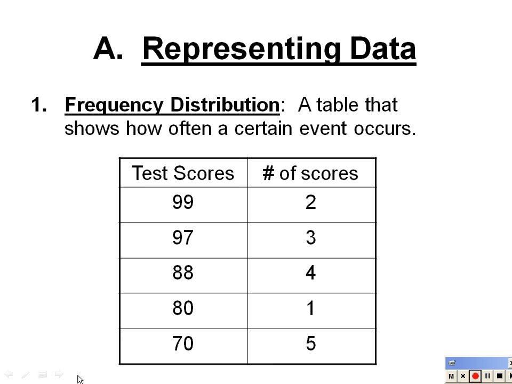Alright, well first of all, when you do this slide, you only need to get down the definition. You don't need to write down the examples. We're going to do a few of those later. This is what we call a frequency distribution. It's a table that shows how often a certain event occurs.